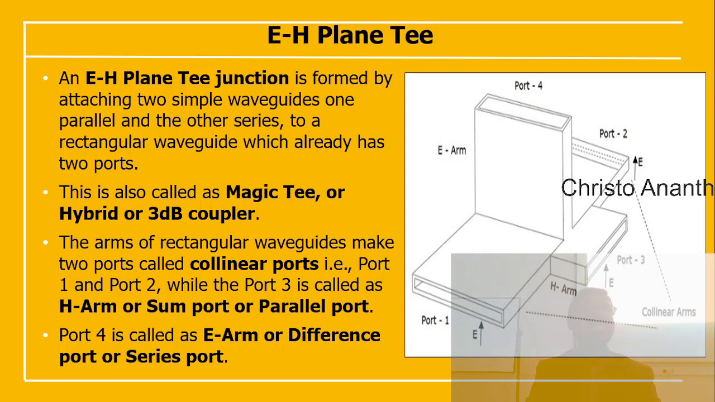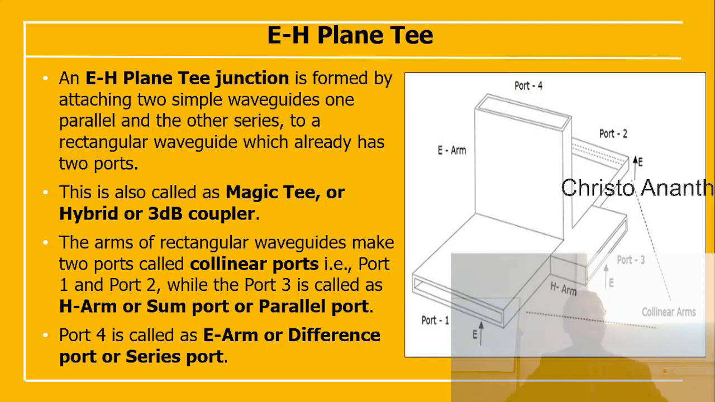E H plane T. We already discussed about E plane T and H plane T, so this is only the combination, E H plane T. In E H plane T, you have two simple waveguides, one parallel and the other series. For example, the E plane T is the voltage type or series type. Then we have the H plane T, shunt or current type. So both are combined. Here you will have the magic T, or hybrid, or 3 decibel coupler.